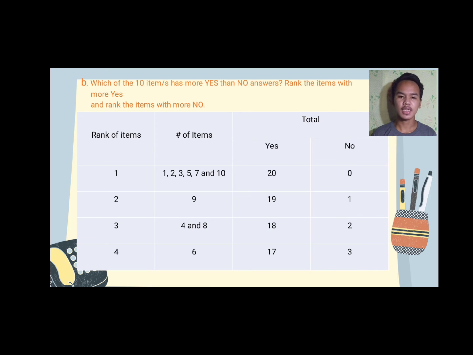As for the second rank, item number 9 got it, which has a total number of 19 yes. And as for the third rank, items number 4 and 8 got it, which has 18 yes. And as for the fourth rank, item number 6 got it, which has a total number of 17 yes.